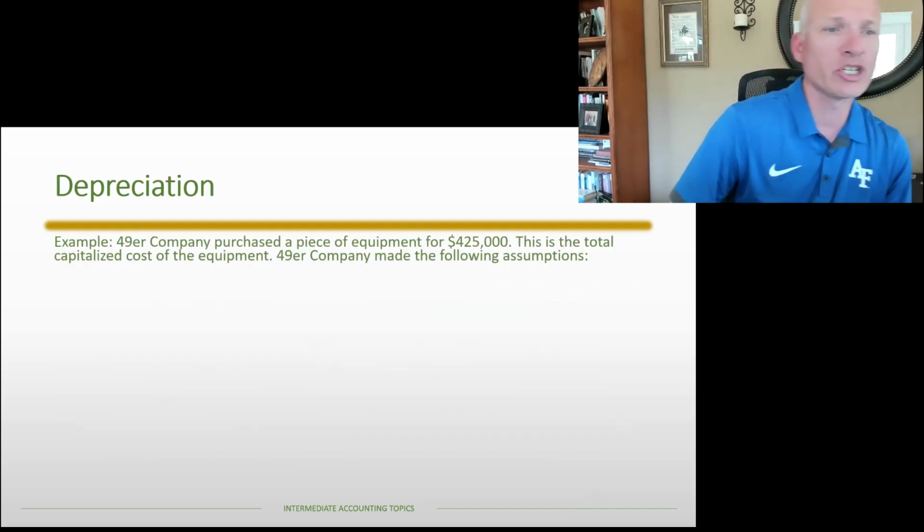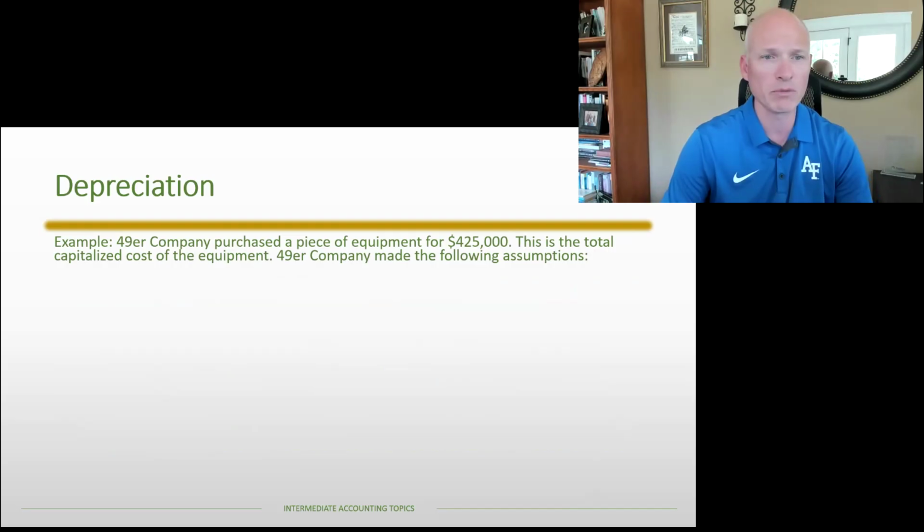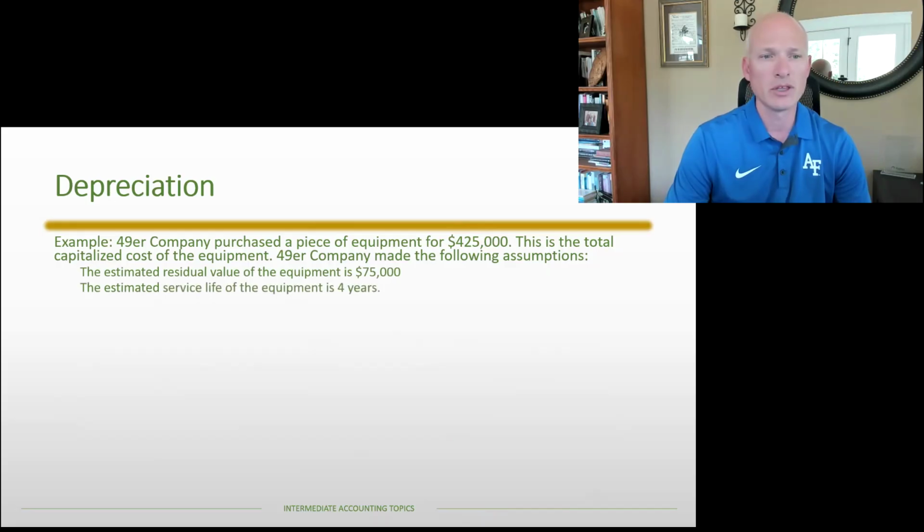Okay, so depreciation is a very common example, one you've probably seen before. So we're dealing with a piece of equipment here. We acquired it for 425,000, which is going to capture the total capitalized cost. And they made some assumptions. One is they estimate the residual value is $75,000. The service life of the equipment is 4 years, and the estimated production is 250,000 units.